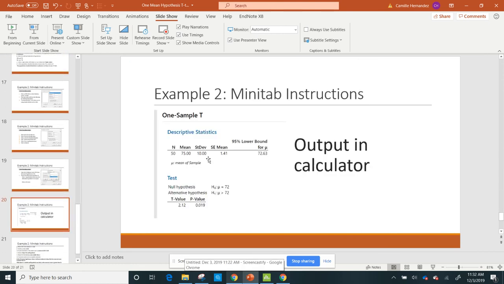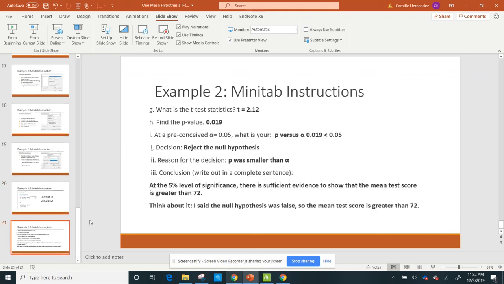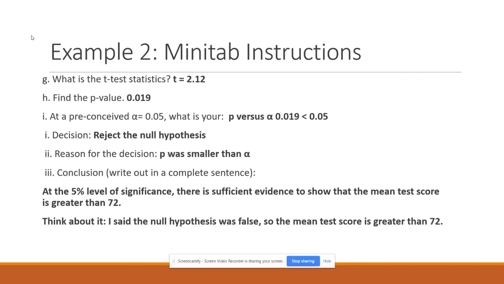Again, I have the output, so let's go answer the questions. My t-test statistic is 2.12. My p-value is 0.019, so I need to compare it to my level of significance. 0.019 is less than 0.05. Because it's less than, I'm going to reject my null, and again, it was because my p was smaller than my alpha.